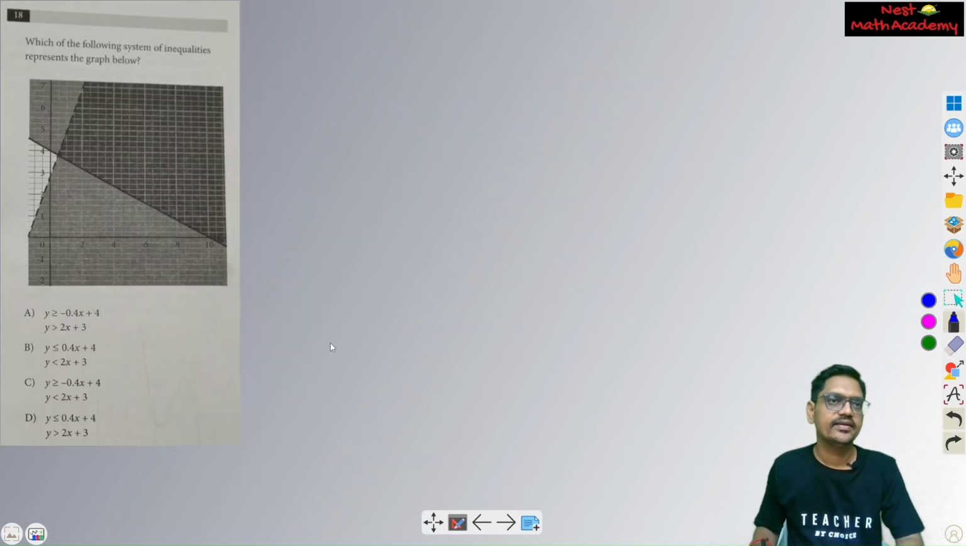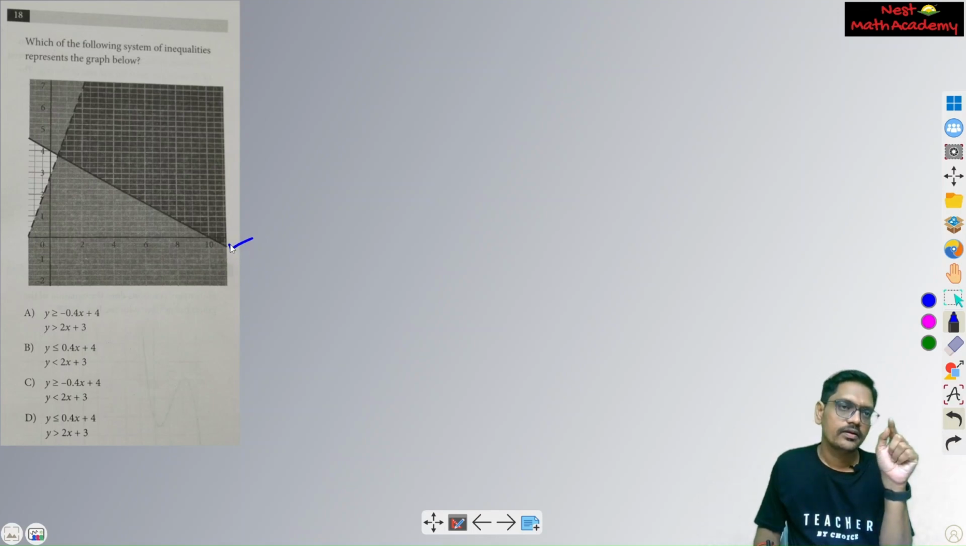Question number 18. Which of the following system of inequalities represents the graph below? Okay. So there are two lines, if you can see clearly. One of the lines is this one, the line, and the second line is this one, dotted line. Okay. So one is a solid line, one is a dotted line.